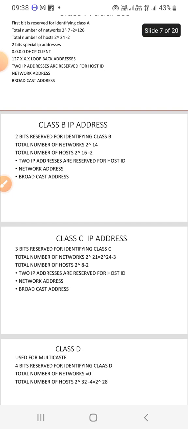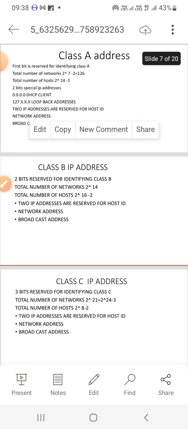Coming to the class B IP address, 2 bits are reserved for identifying class B. 2 bytes are used for network ID. 2 bytes means 2 into 8, 16 bits. 2 bits are used for class identification, so the total number of networks is 2 power 14.